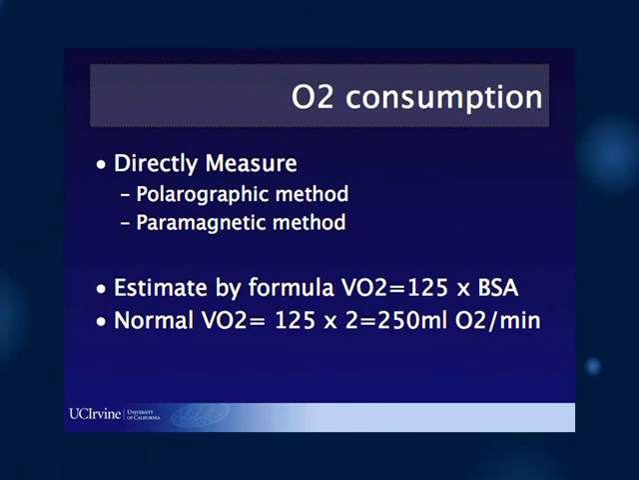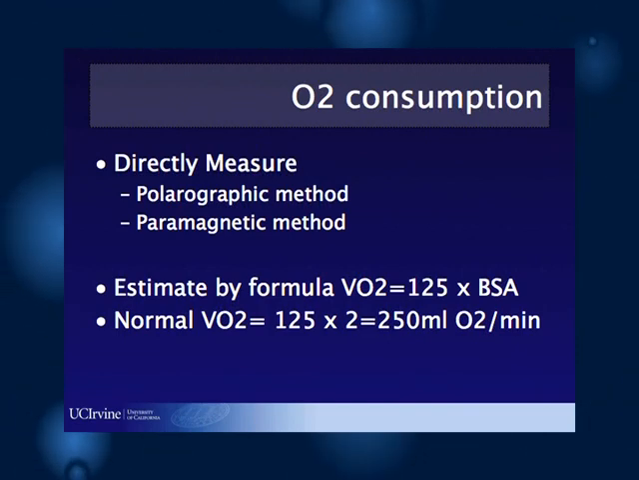More commonly, oxygen consumption is estimated by the formula: oxygen consumption, that is VO2, is equal to 125 times the body surface area. The normal VO2 is 125 times 2, which equals 250 milliliters O2 per minute. The value of 2 was the body surface area for an average adult male.